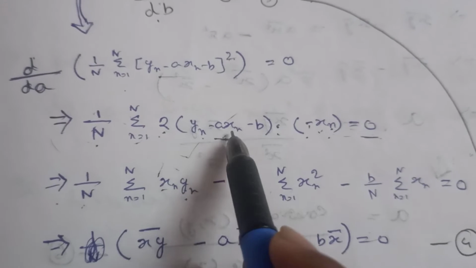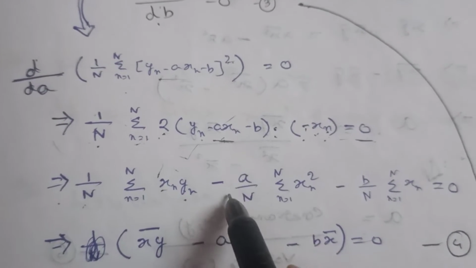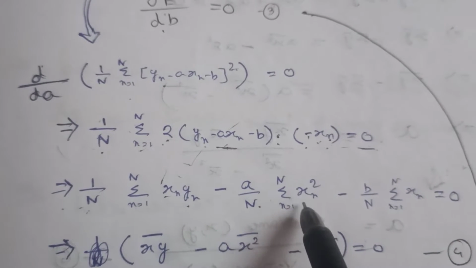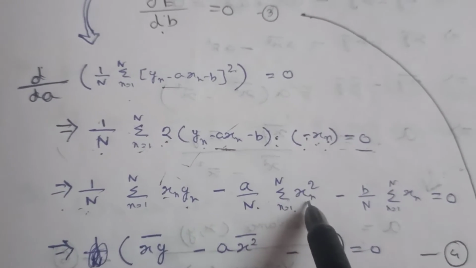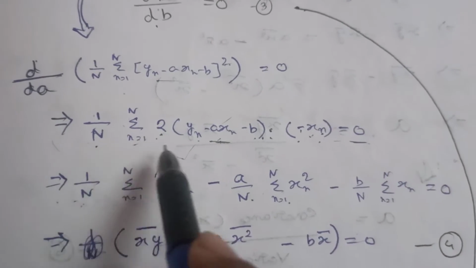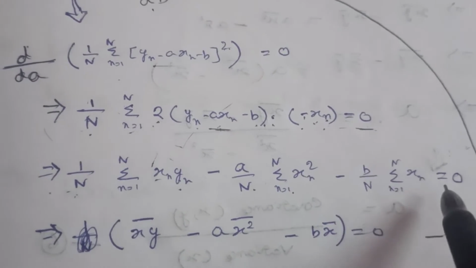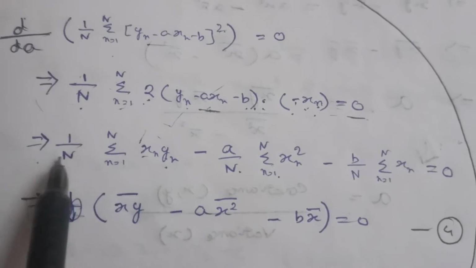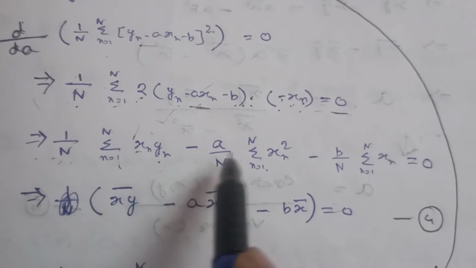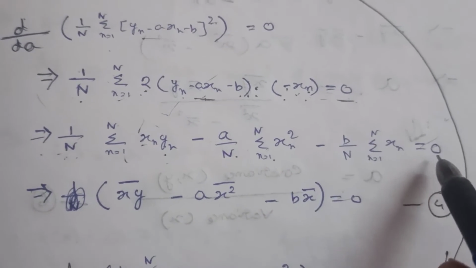Then here again a x_n square. So a remains outside: a by capital N, and the summation is n equals 1 to capital N x_n square. And again here we have b by capital N and x_n, n equals 1 to capital N x_n. So the whole 1 by capital N into summation of n equals 1 to N is multiplied with every term, and this whole thing is equal to 0 as always.